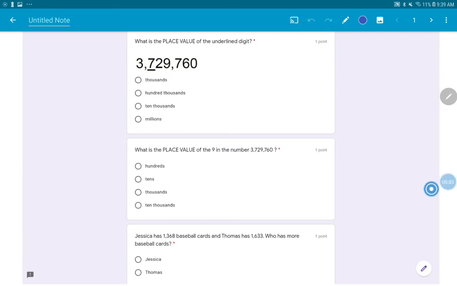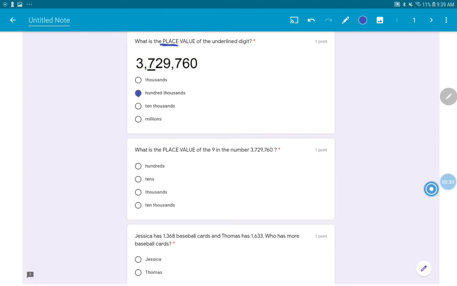The first question asks you the place value of the underlined digit. Now, this is a little bit different than it was last week because you have the word place in front of value. So it's just wanting to know the name of the place value. What is the name of the place value of the 7 in 3,729,760, Ansley? 100,000s. Very good.